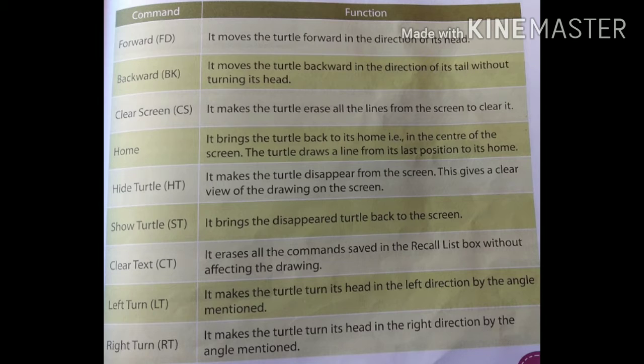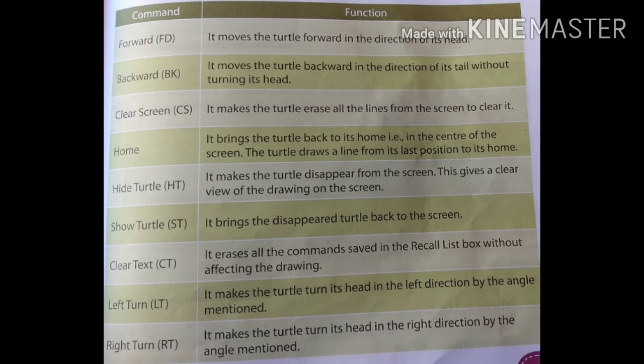Next one, clear screen. The short form of the clear screen primitive is CS. It makes the turtle erase all the lines from the screen to clear it. Next one, home. It brings the turtle back to its home in the center of the screen. The turtle draws a line from its last position to its home.